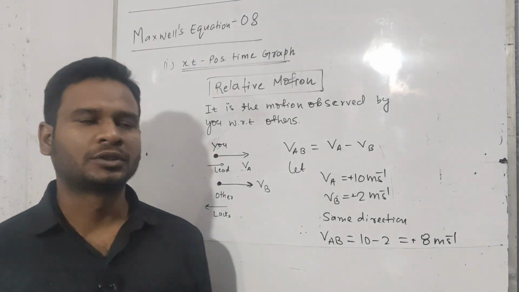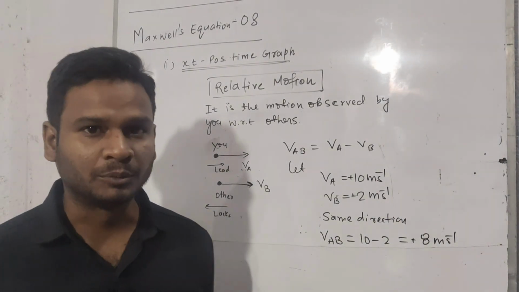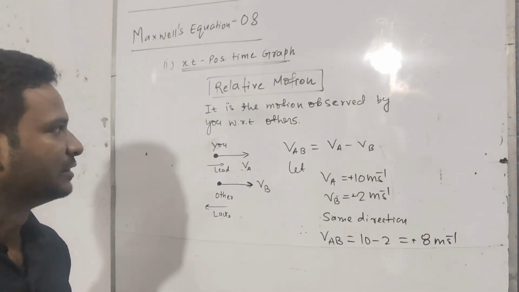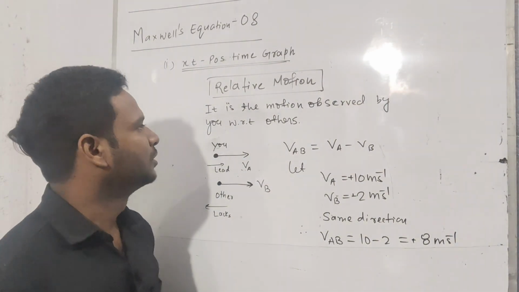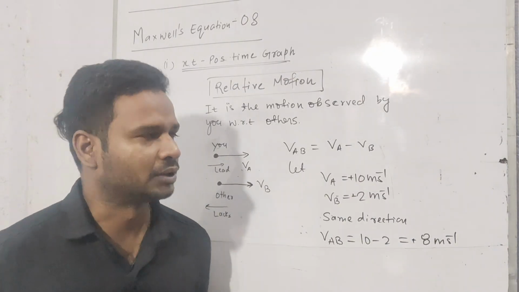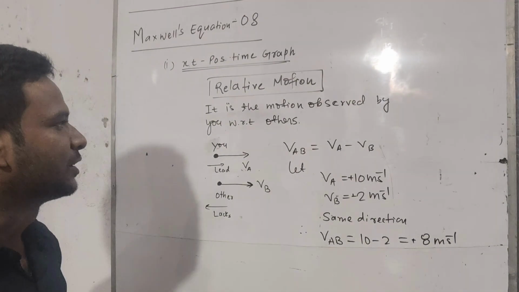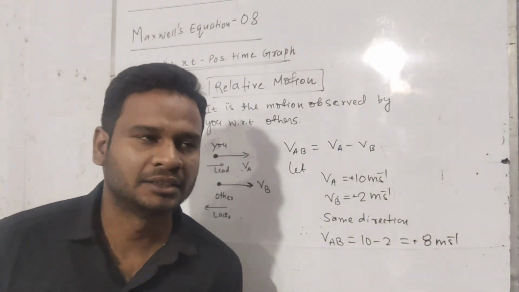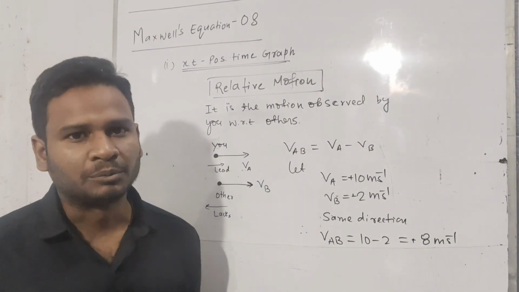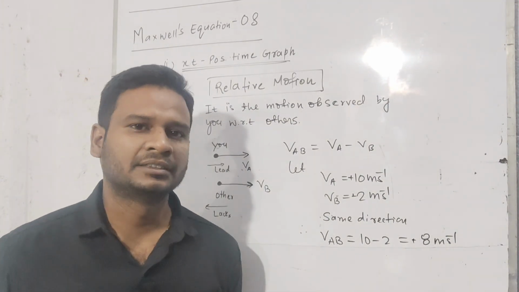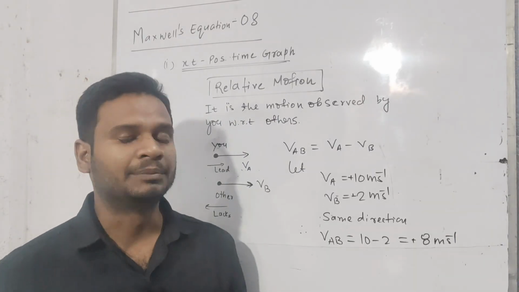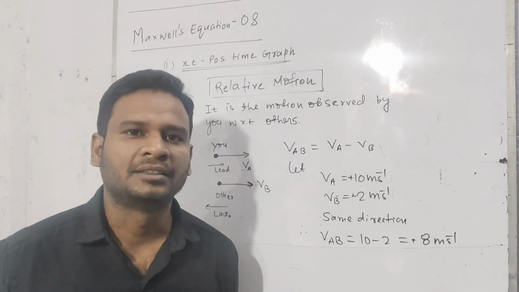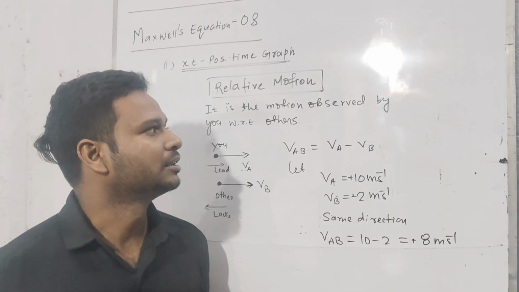When you hear about relative motion, what is it? As a definition it is very simple. It is the motion observed by you with respect to another. I wrote this definition in such a way that you can understand relative motion with respect to you. If you understand the concept with respect to you, then you can apply it to any other case.